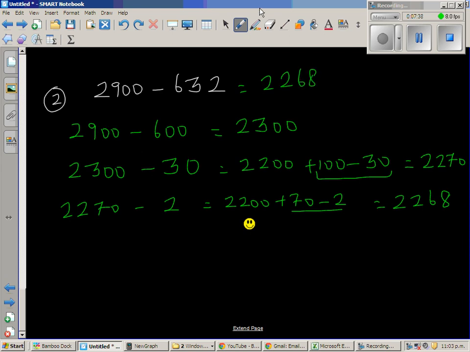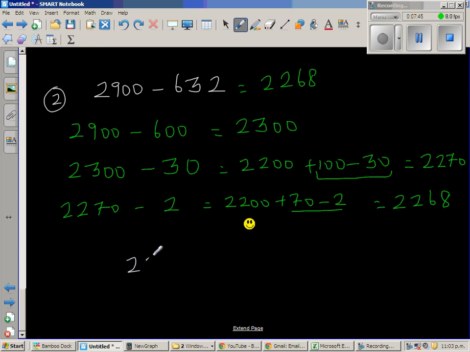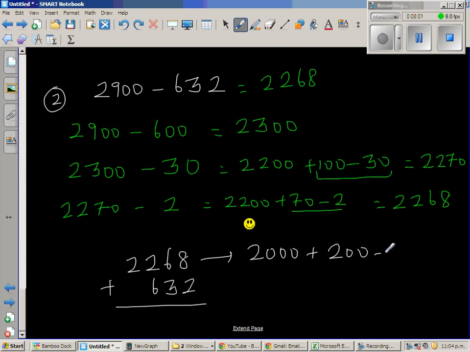So the answer is 2268. Now how will I check? I have to add these two numbers and it should give me this. So let me write 2268 plus 632. I'm going to expand this. This is 2000 plus 200 plus 60 plus 8 plus 600 plus 30 plus 2.